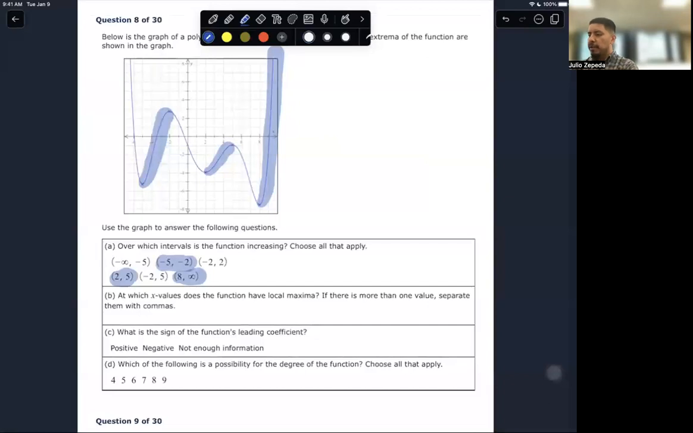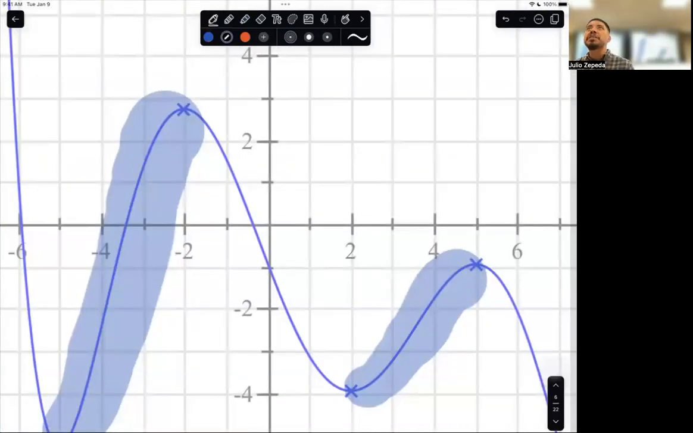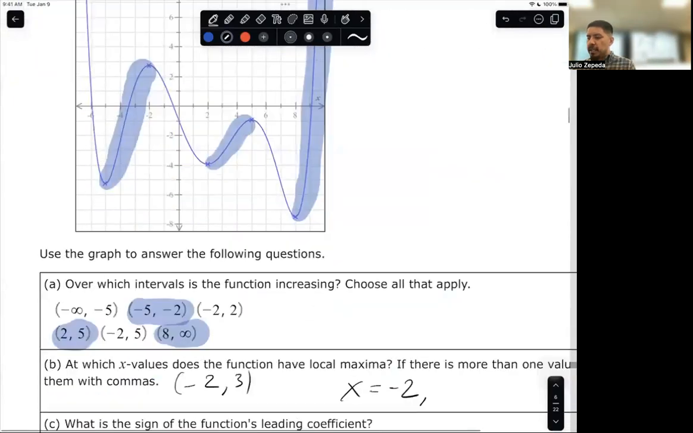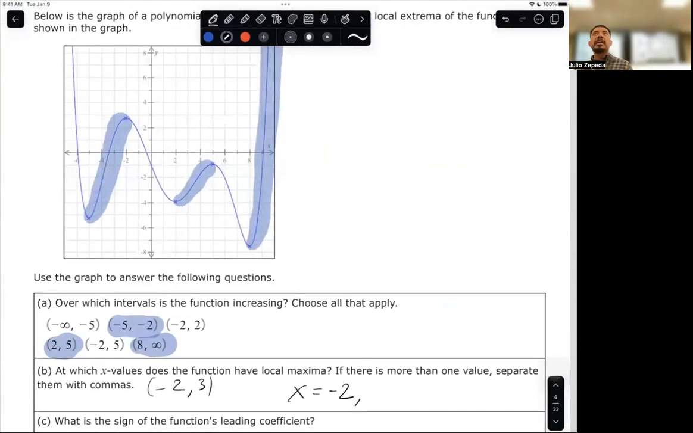At which values of x does the function have local maxima? If there's more than one value, separate it with a comma. What's the value of x at which we have a local maximum? -2. Yeah, we want to be careful. Here we just want the x value. So -2 is correct. It's not asking us for the y value because the y value is approximate, like 2.75 or something like that. I'm not too sure what value that is. But yes, -2, that's the x value.